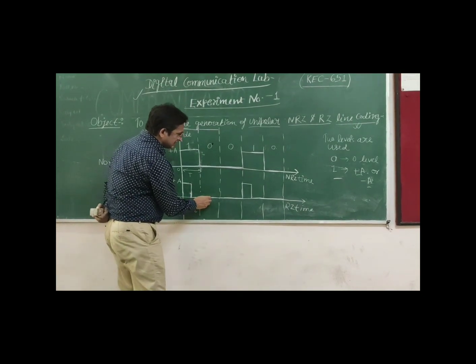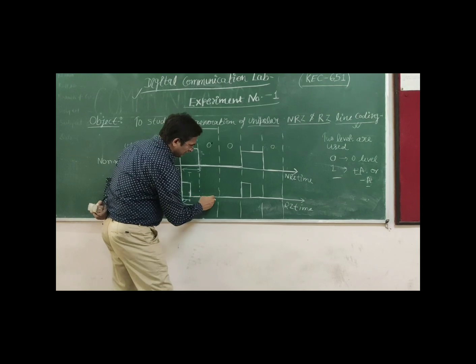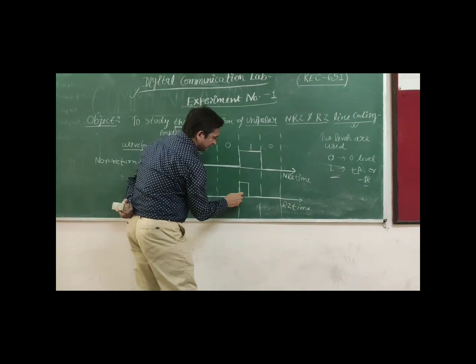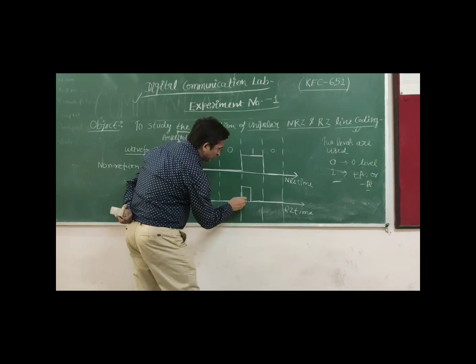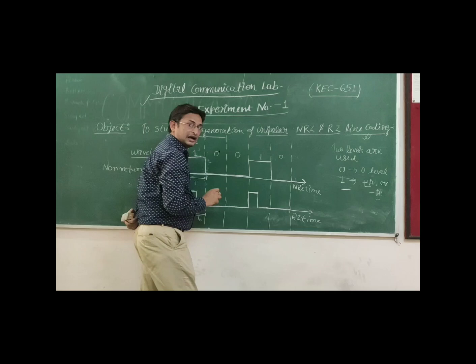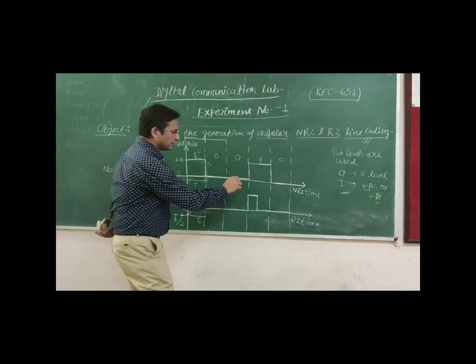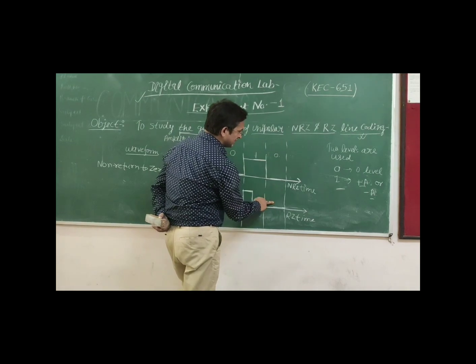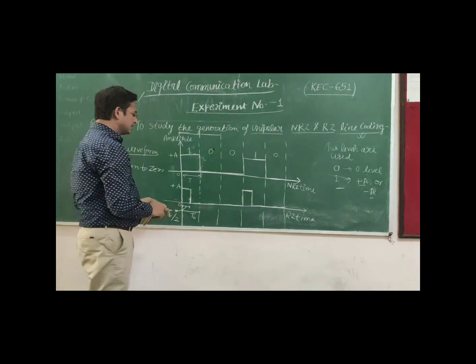This is bit 0. It will stay at level 0, and after that the next bit is 1. If the next bit is 1, it goes high, and after half of the bit duration it again goes low, and it continues low because the next bit is 0. So this is the return to 0 scheme.